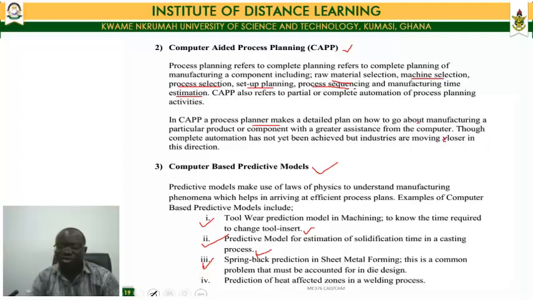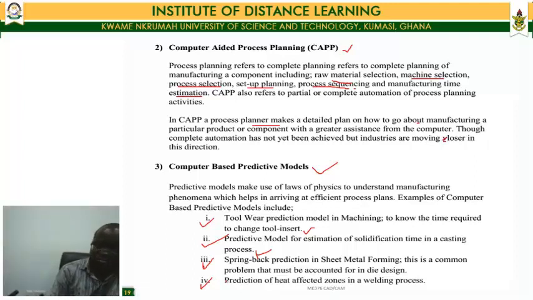Now you should be able to predict this successfully when you are doing sheet metal forming, because that can be a very serious problem when it comes to die design. Because if you are using metal forming to create a die, and the die has sprung back, it means it has reduced the size of the part. If you don't predict it, then you may turn out an undersized part. You can also use these predictive models to do a prediction of the heat-affected zones in a welding process.